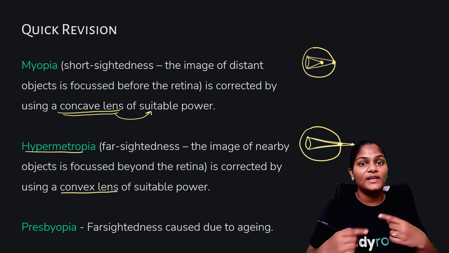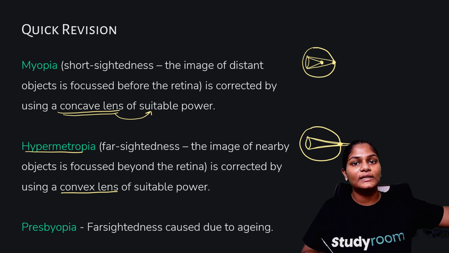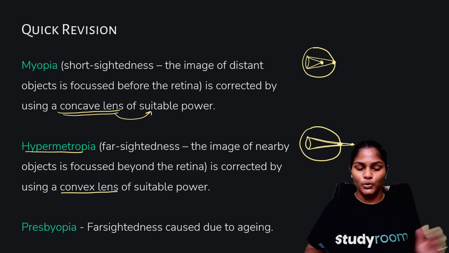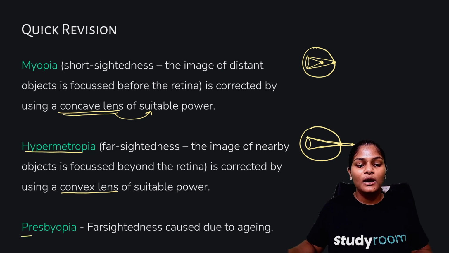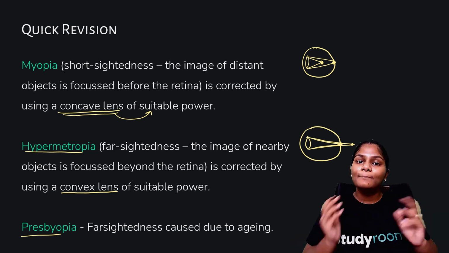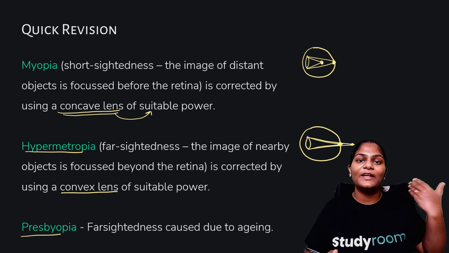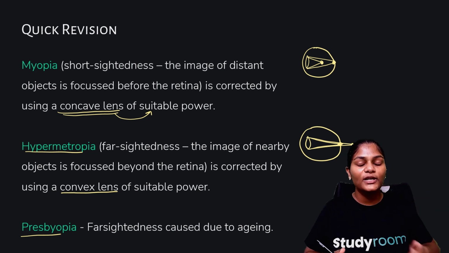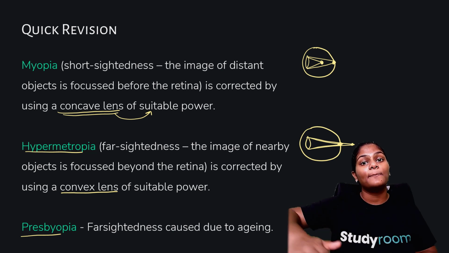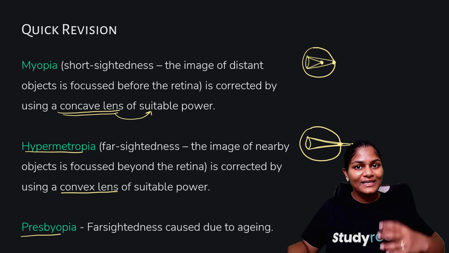I am going over this very quickly because it's a revision for you. I have covered it completely in detail in the previous videos. Okay. And presbyopia is farsightedness. I told you earlier also that presbyopia resembles hypermetropia, but hypermetropia can be because of like your genes. It can be a birth defect, or it can happen due to some accident, but presbyopia is something that happens over time with aging.